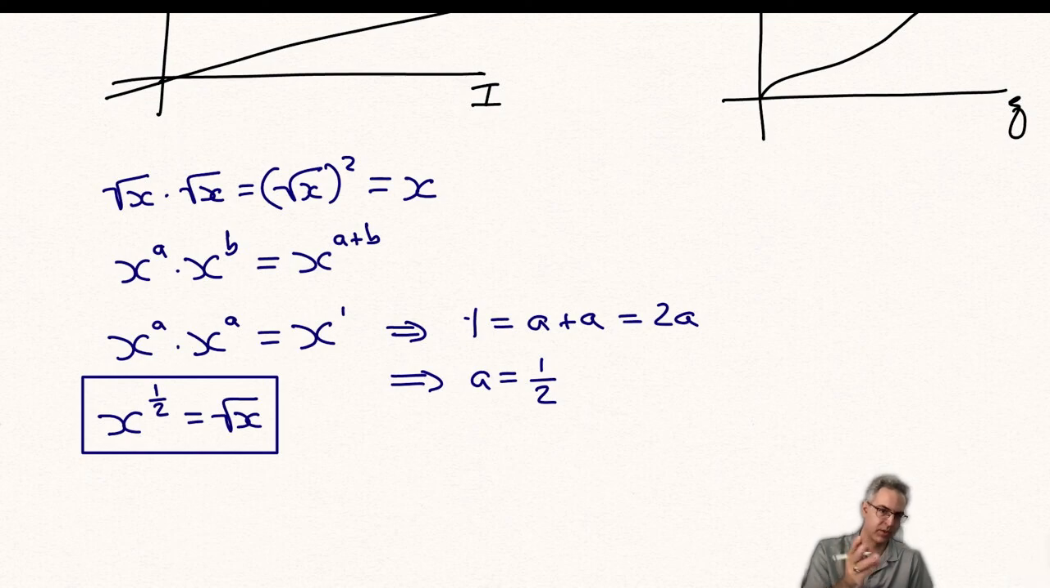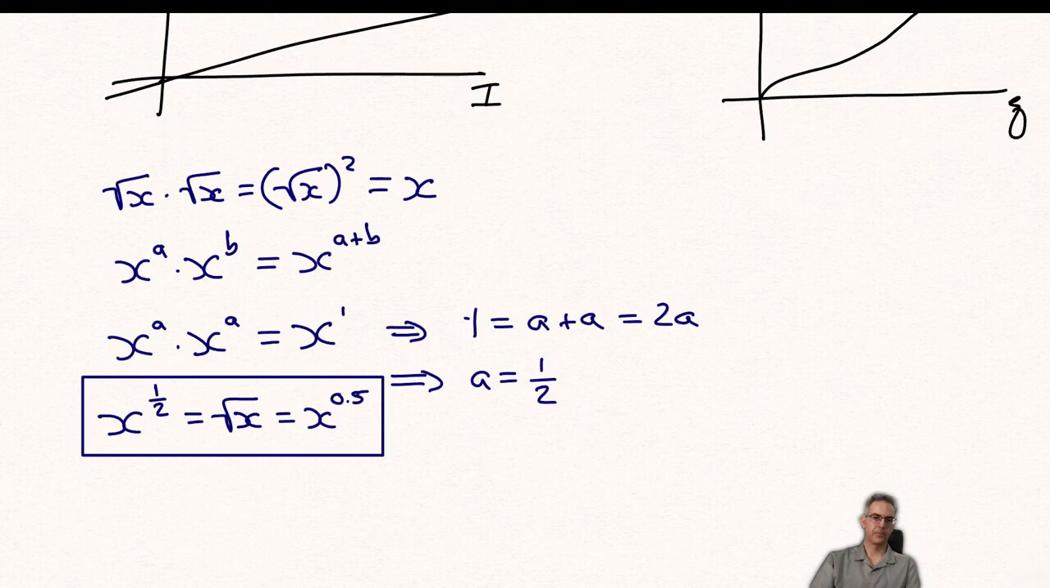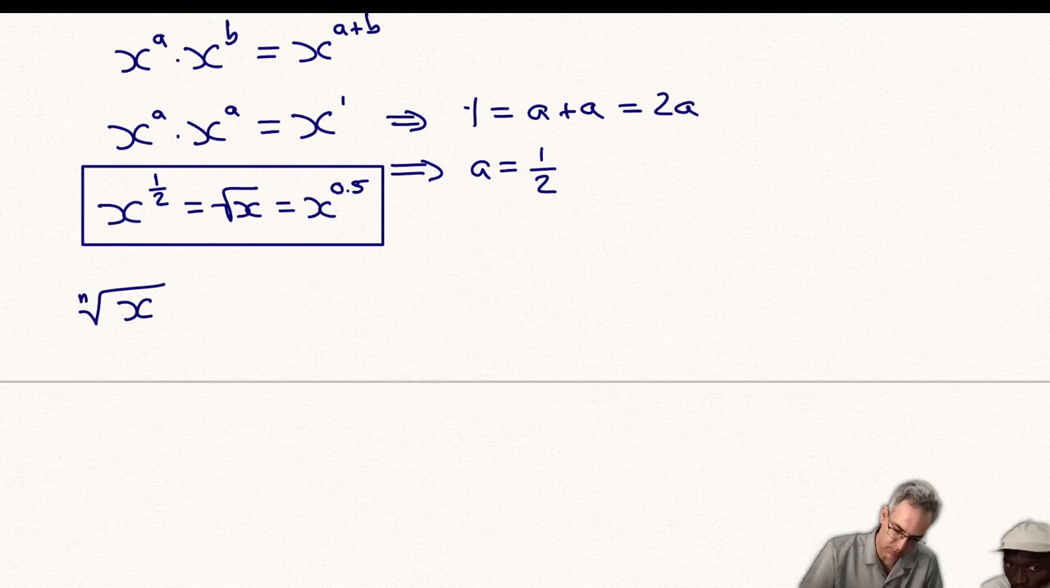Same thing, just written different ways. And of course, 1/2 is 0.5. So I could also write this as x to the 0.5. All three of these are the same thing. And then similarly, by the same exact process, you could show that the nth root of x is just x to the 1 over n.